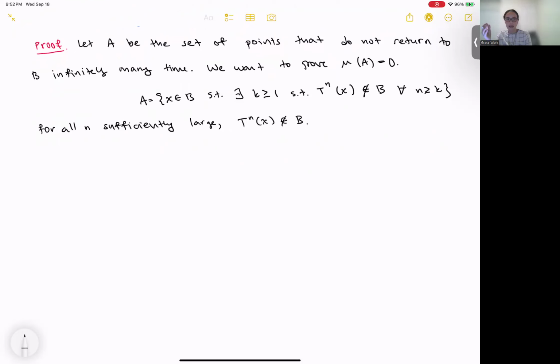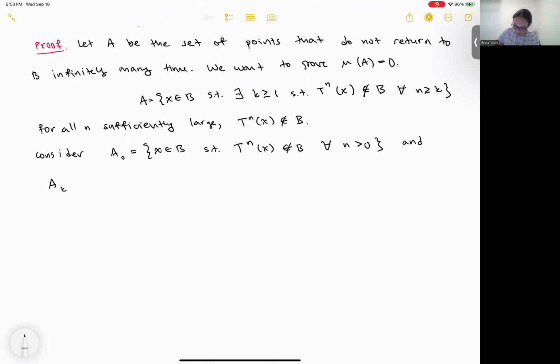Now what we're going to do is look at level sets of A, or sets A_k, that separate out specific values. So let's consider A_0 to be the set of all x in B such that T^n(x) is not in B for all n greater than 0. And let's also define other sets, A_k, which will be T^{-k}(A_0) for k greater than or equal to 1. All right, so we have these A_0, we have these A_k's.